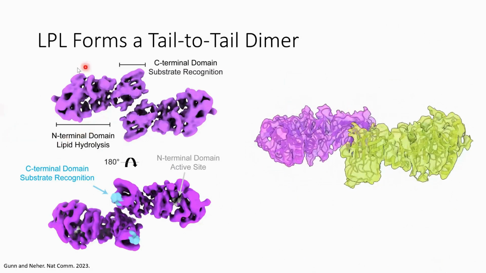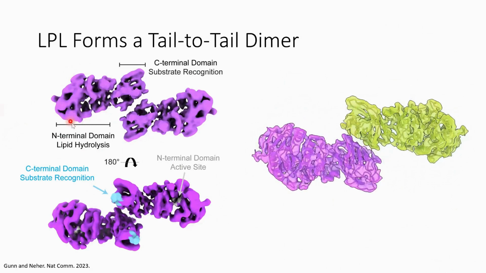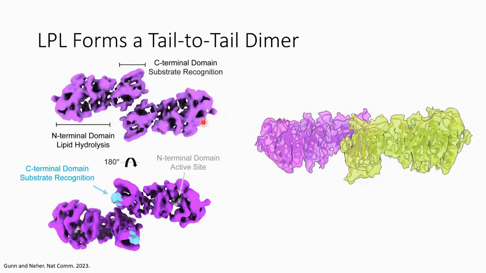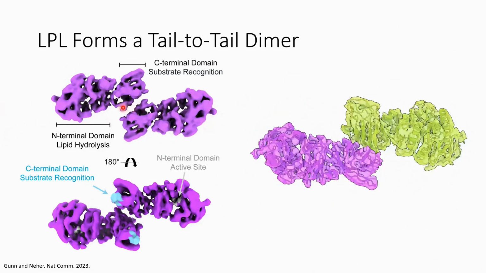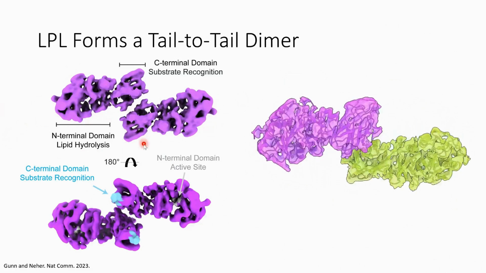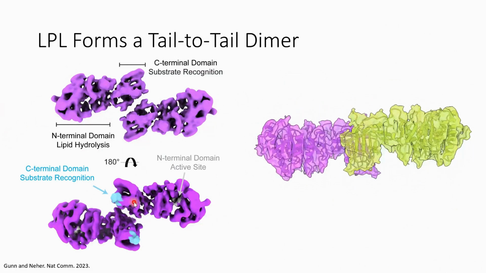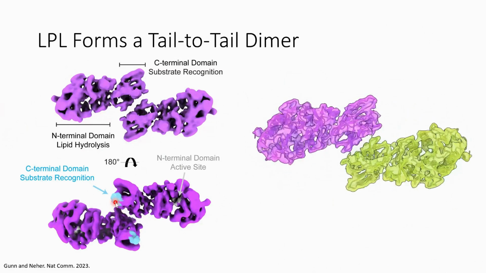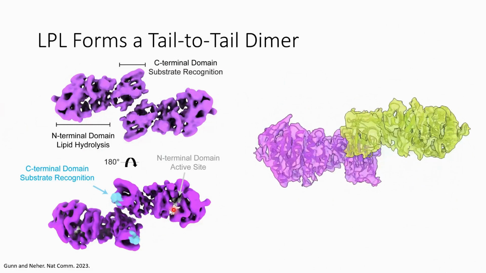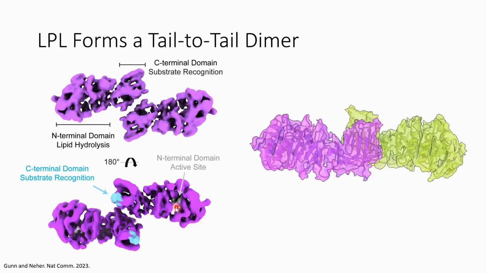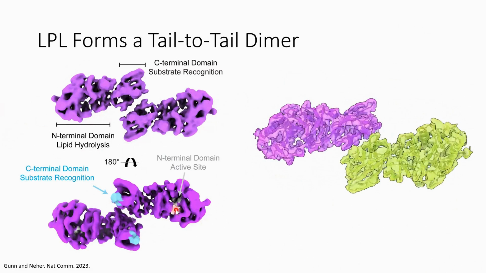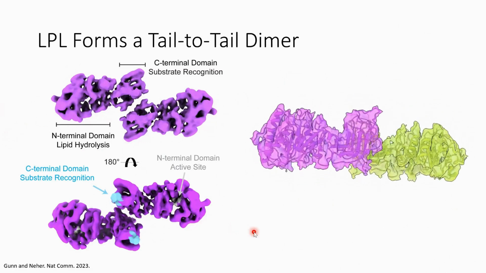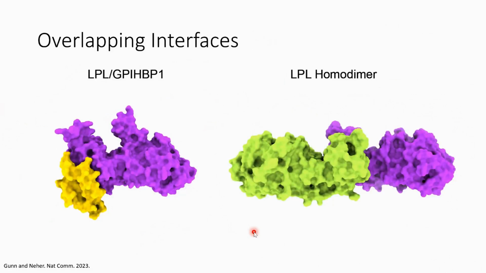But as you can see, the N-terminal LPL hydrolysis domain of one LPL subunit is actually facing the opposite direction of the other N-terminal domain, and the two C-terminal domains, which are involved in substrate recognition, are actually associating. And you can see I've colored the region of the C-terminal domain that's involved in substrate recognition in blue here. And hopefully you can see, as we look down the protein, that there is the active site located in the N-terminal domain colored in gray. So this arrangement, while very surprising, could actually make a lot of sense.